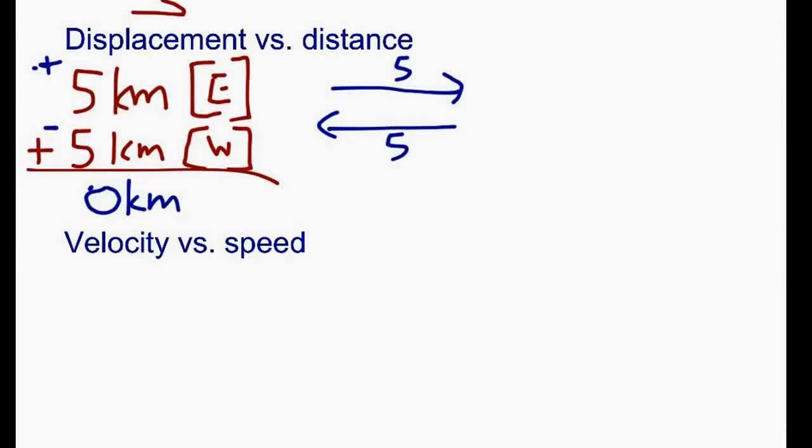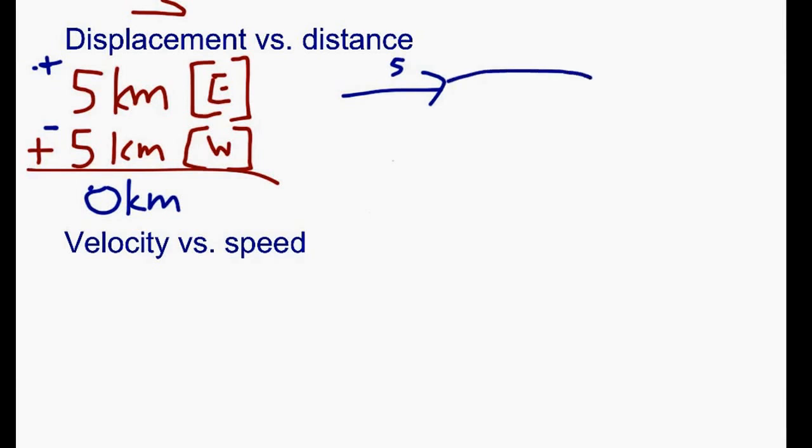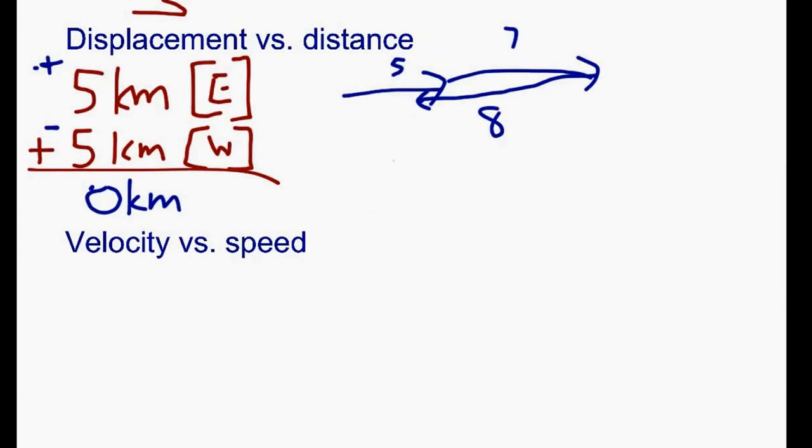Or another example is, let's suppose I say you're going to go 5 that way, then you're going to stop and then go another, say 7 that way, then you're going to stop and then come back 8 this way, and maybe that's it. So the question then would be, what is your total distance? So total distance would be 5 plus 7 plus 8 would be 20. You traveled 20 meters or kilometers or whatever the units are.